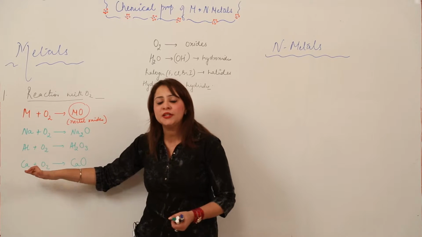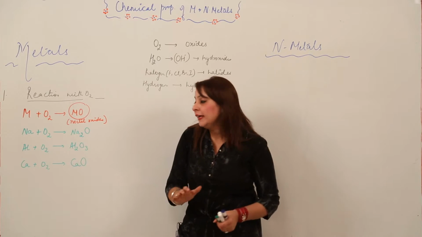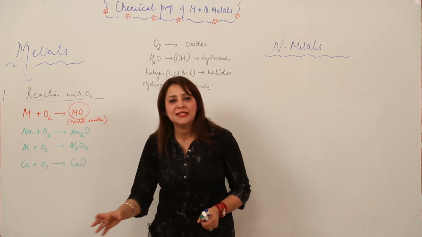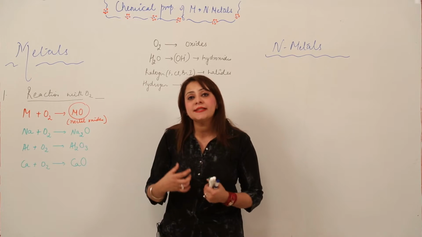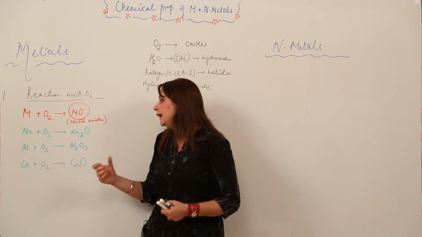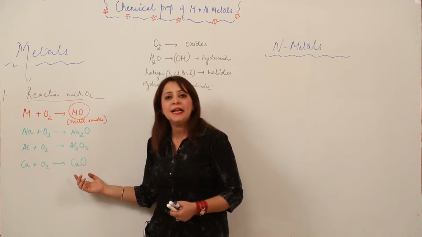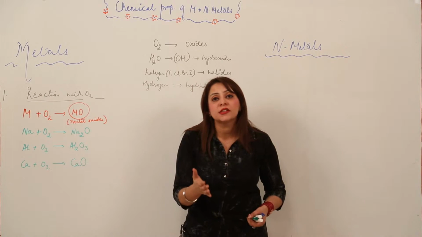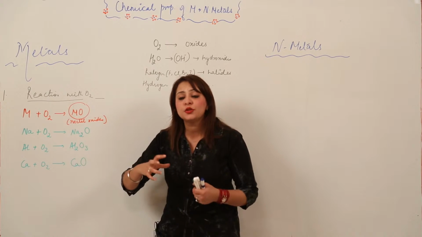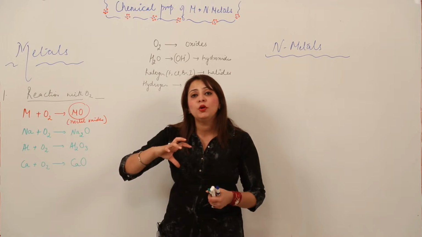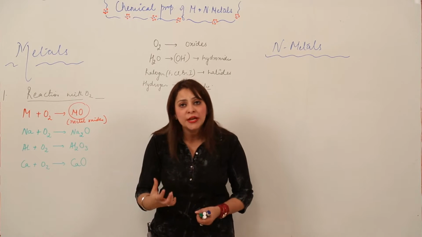Sodium, aluminium, calcium, all are metals, right? And we are just reacting with the same substance, that is, we are reacting them with oxygen, and we are getting the same type of product, that is, sodium oxide, aluminium oxide and calcium oxide. Where does the difference lie? The difference lies in the valencies, due to which the molecular formula of the compound gets changed.